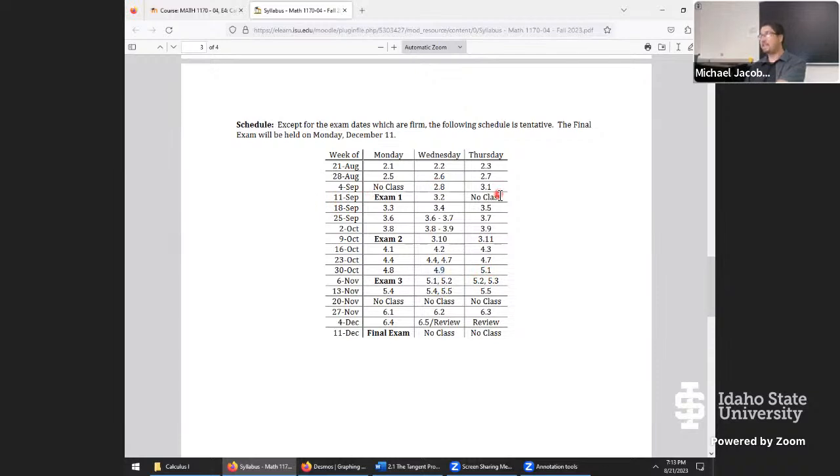We don't have reviews before exams, except for the final exam. We'll have about a day and a half, and 6.5 is a small section as well. And so that's essentially our day-by-day schedule. Any questions at all so far, folks?